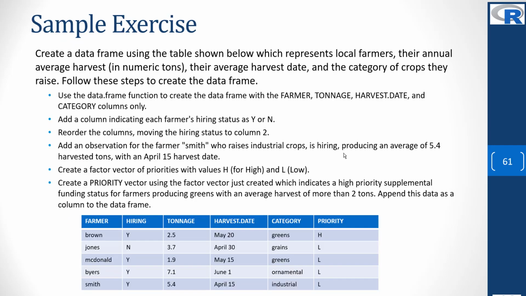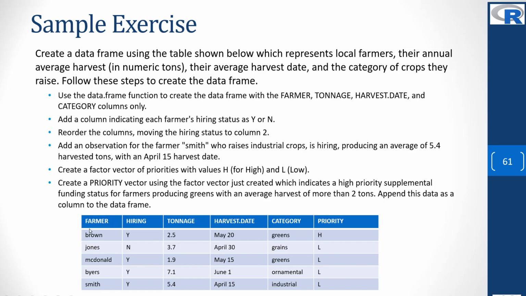So let's work through a sample exercise using some of the concepts we've covered in this module. We're going to create a data frame with the data that's included in this table at the bottom of this slide relating to local farmers, their harvest quantities, their harvest dates, and their crop categories. All of the data that we need is in this table, but we're going to incrementally add some things. We'll start with a basic data frame, which just consists of the farmer, the harvest amount, which is, I'm referring to tonnage here, harvest date, and category columns.